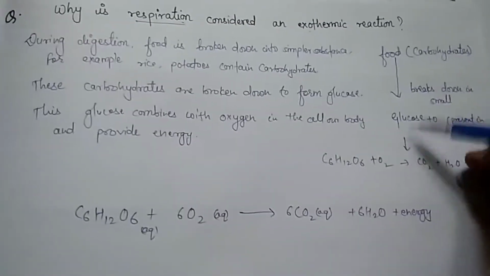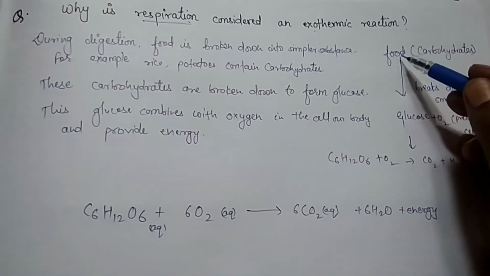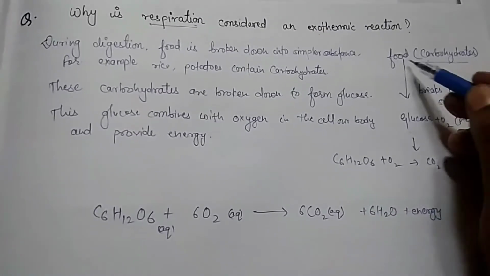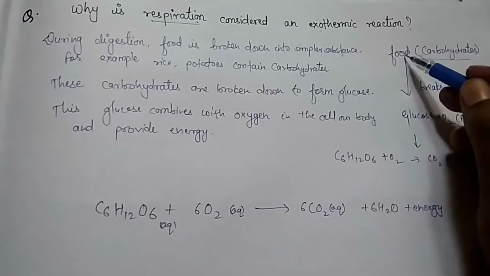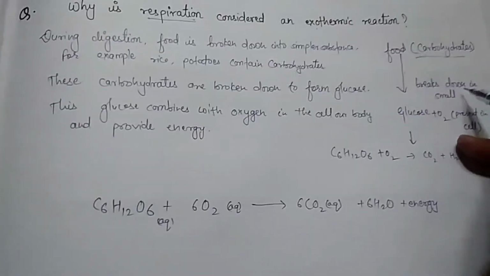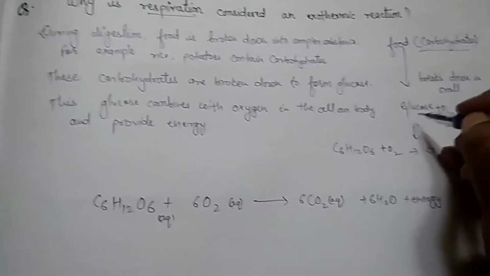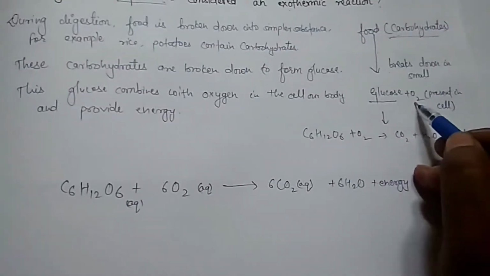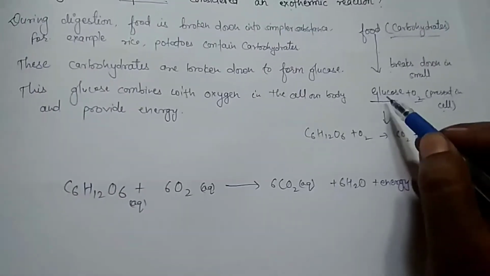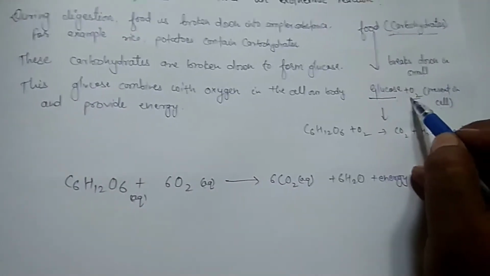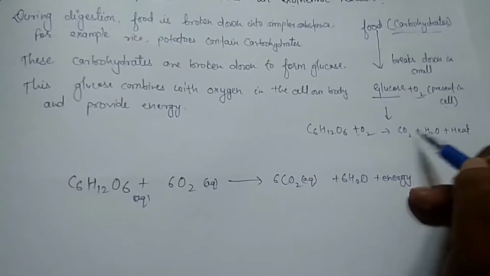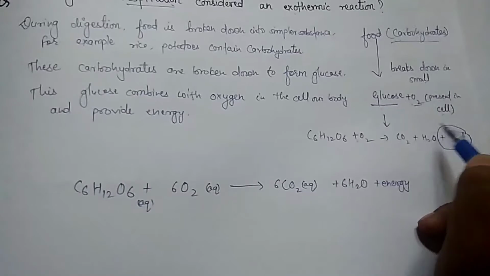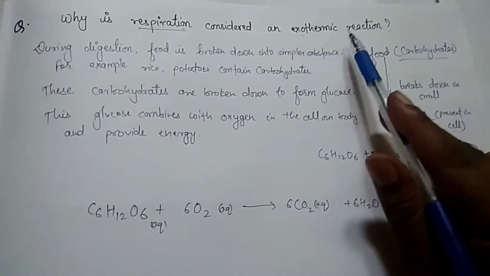This diagram states that when we take food into our body, each food contains carbohydrates. Clear, children? After chewing, the food gets broken down into simpler substances, meaning small pieces, and converted into glucose. After that, it combines with oxygen present in the cell. When glucose combines with oxygen, it forms CO2, H2O plus heat energy. So there is a production of energy, that is why it is called an exothermic reaction.